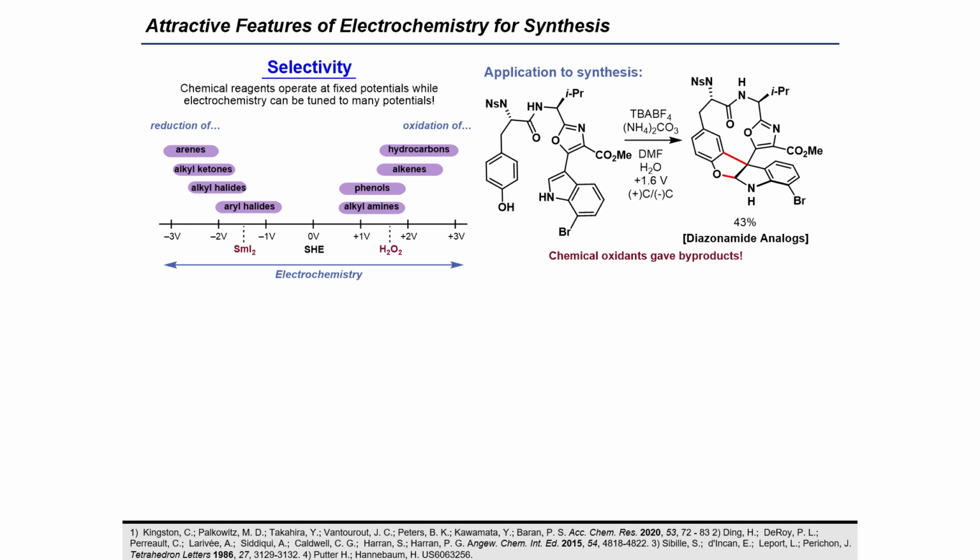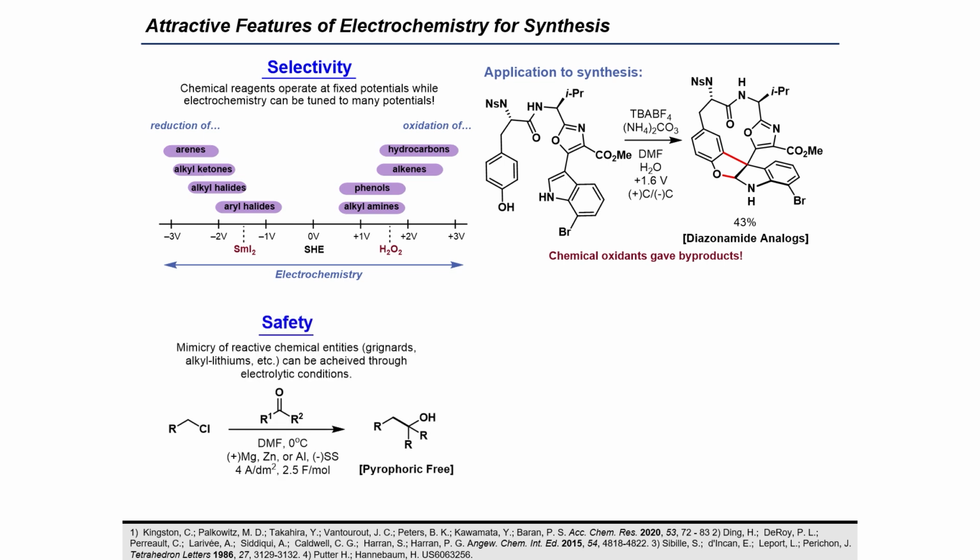In addition to selectivity, electrochemistry can also be used to provide safer alternatives to reactions that require reactive intermediates or dangerous reagents. For example, Perichon and coworkers demonstrated how cathodic reduction of alkyl chlorides can be used to safely perform Barbier additions to ketones and aldehydes without the need for preparing discrete organometallic reagents. Here, electrolysis can be used to achieve mimicry of pyrophoric reagents.